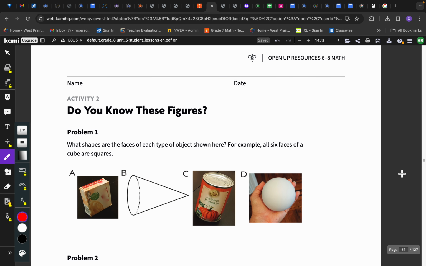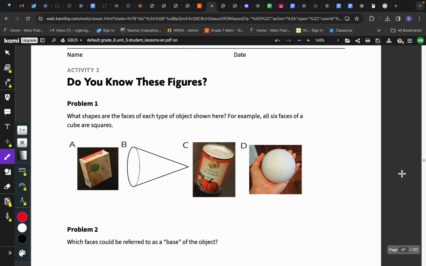Now let's look at this. Again, this is just spatial reasoning here in activity 2. It says, what shapes are the faces of each type of object shown here? What faces are each type?